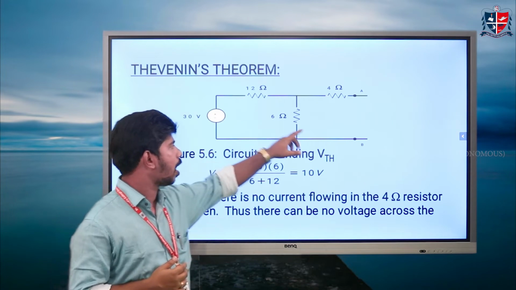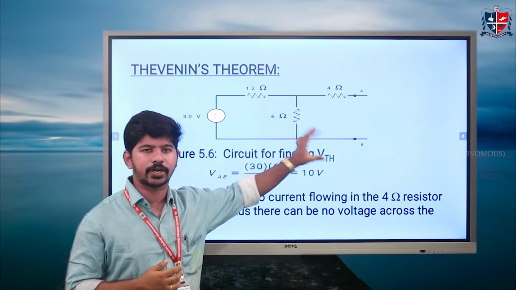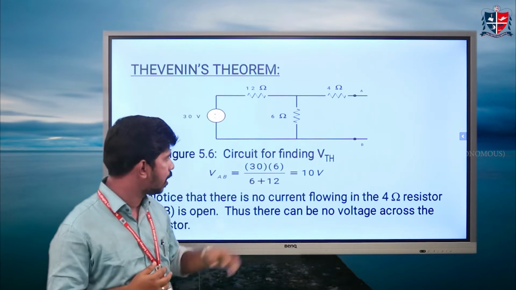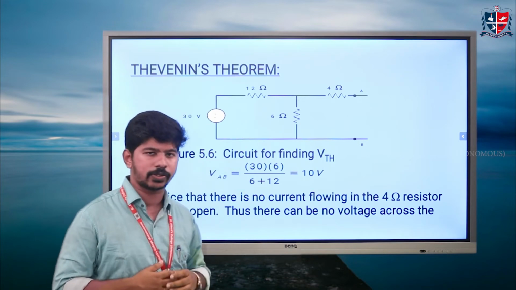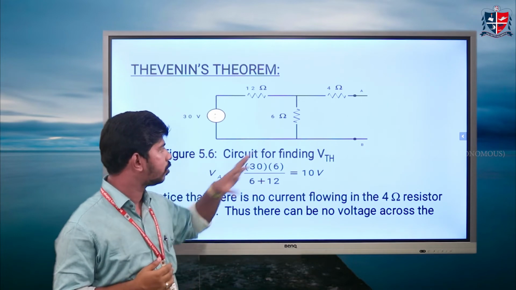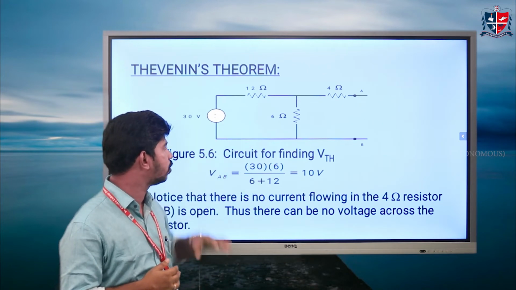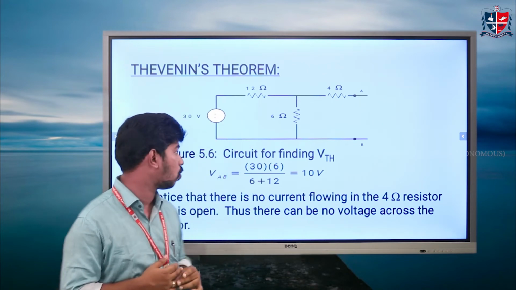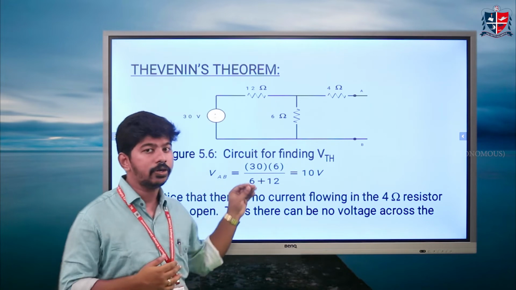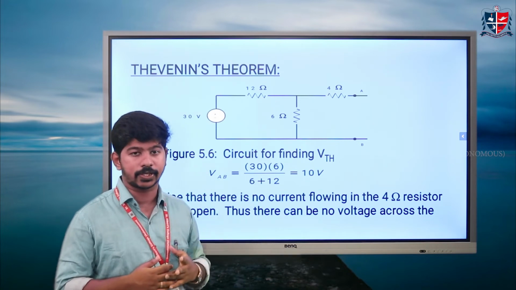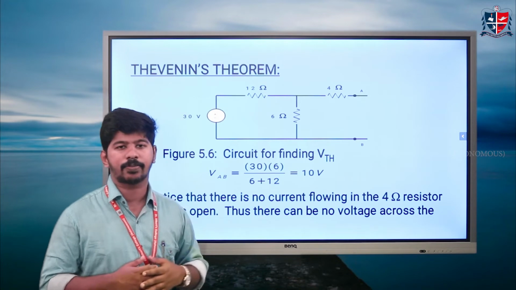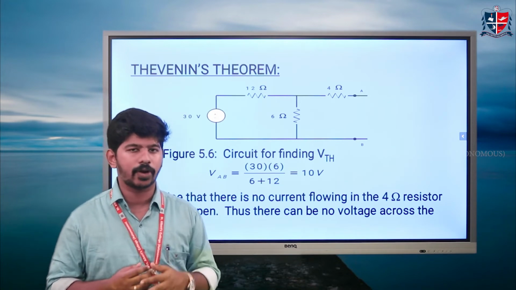Now, how will we determine the voltage across the terminals A and B? We can see that the voltage across terminals A and B is the same as the voltage across the 6 ohm resistor. Am I right? In order to determine the voltage across the 6 ohm resistance, we know as per Ohm's law, V is equal to I into R.